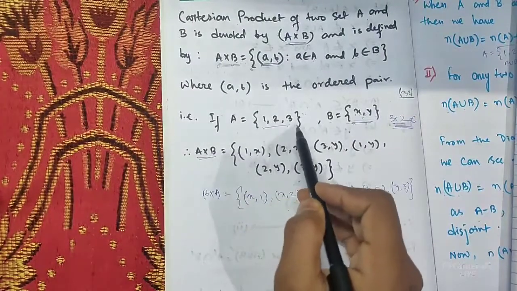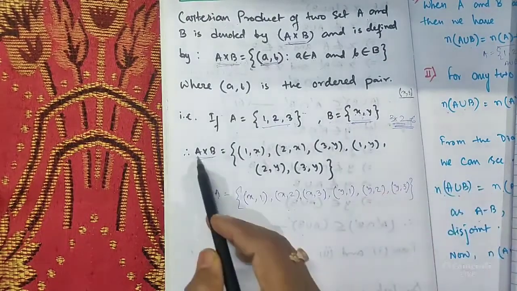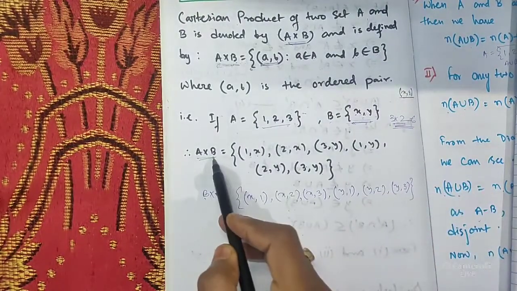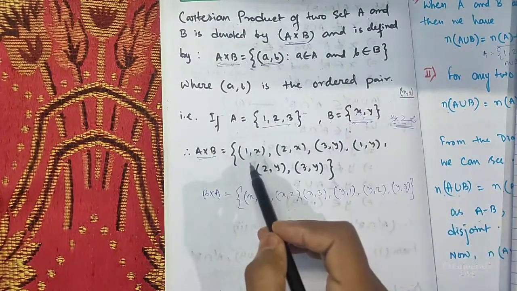If A equals 1, 2, 3 and B equals x, y, so what will be the Cartesian product A cross B? It is the collection of ordered pairs.